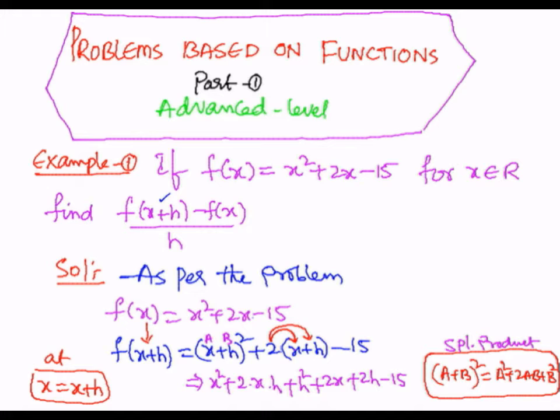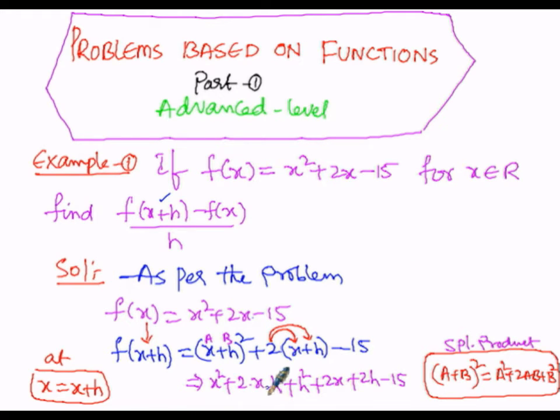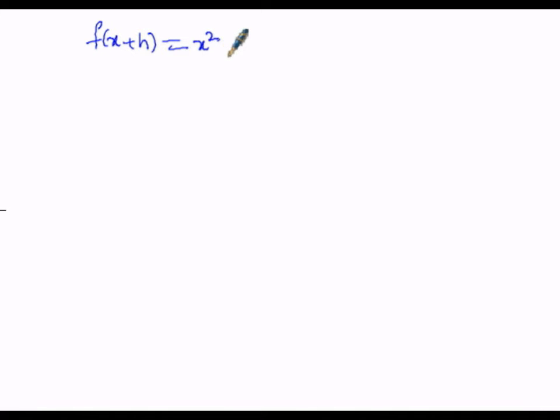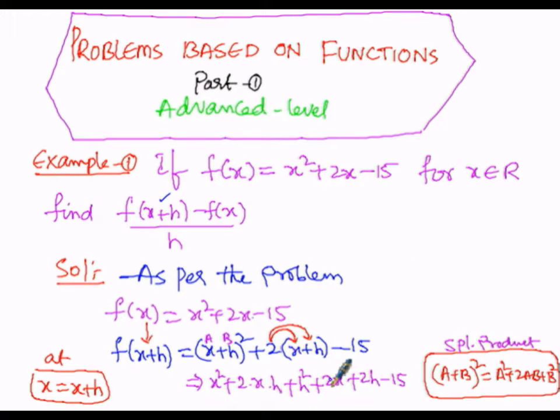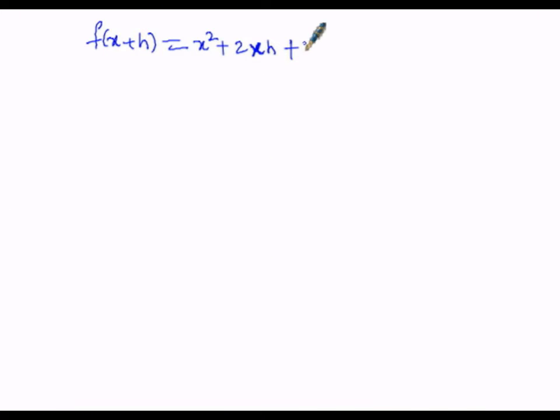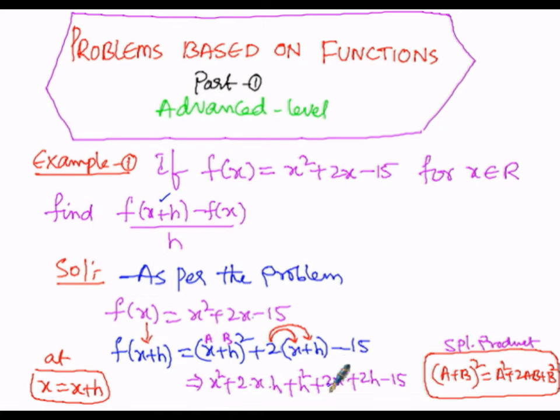Then the next logical step will be f of x plus h is equal to x square plus 2xh plus h square plus 2x plus 2h minus 15.